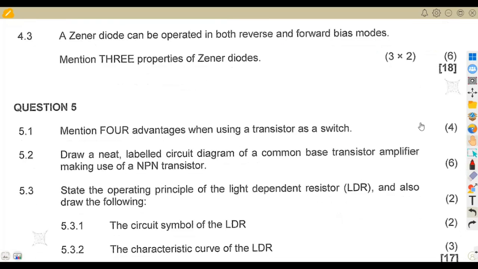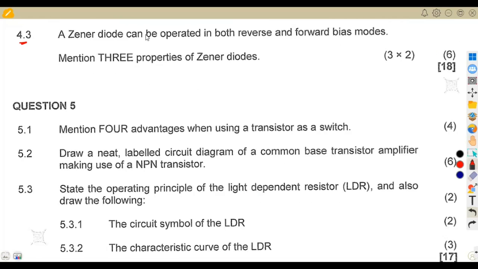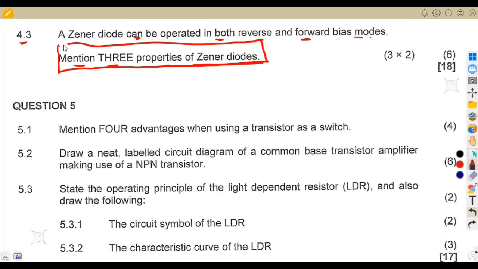Then 4.3, we are now given that a Zener diode can be operated in both reverse and forward bias mode. Mention 3 properties of Zener diode. The question here is to mention what the properties of Zener diodes are, whether it's operating in either mode. That is what the question is all about. This statement does not even help us at all. So let me just show you here.